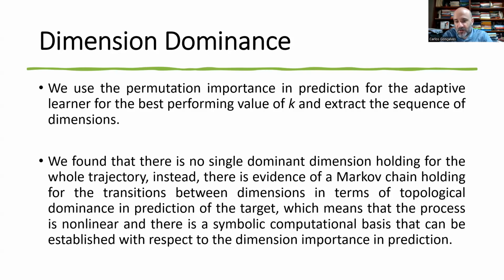So there is evidence favorable to a Markov transition to a symbolic computational basis with respect to dimension importance, to dimension dominance. And here in this case, we extracted which dimension was more important. This is the signal: which dimension was more important in prediction of the target after each training instance. So we can see that along the attractor, the dimension importance changes. This is consistent with nonlinear dynamics.